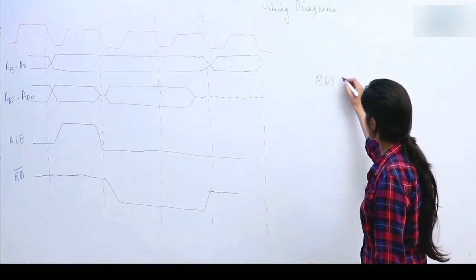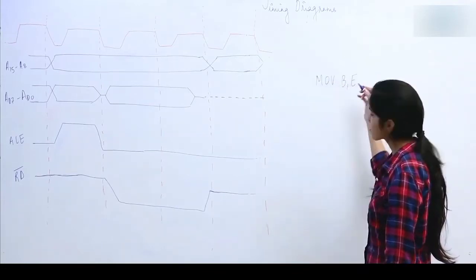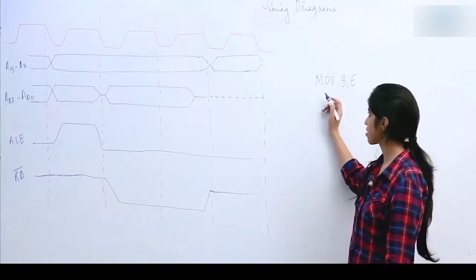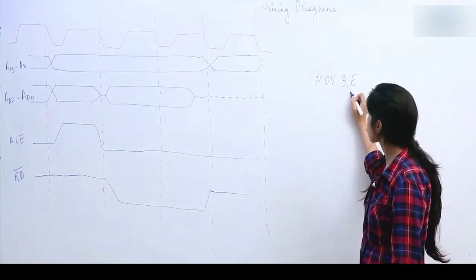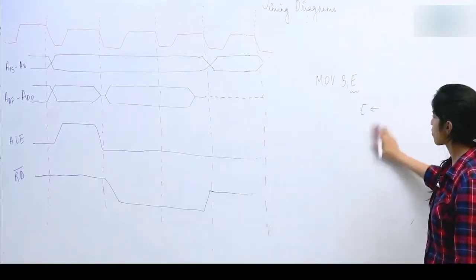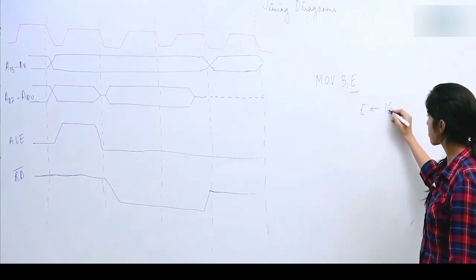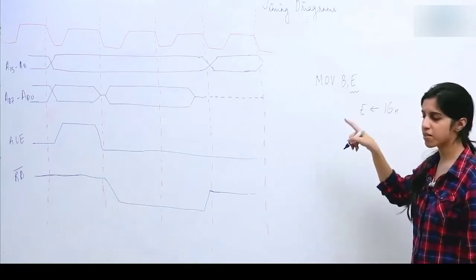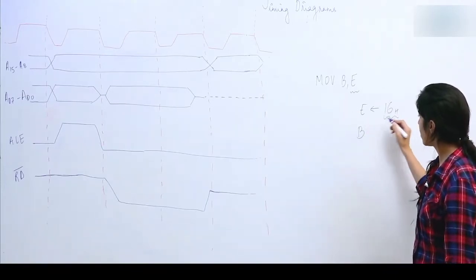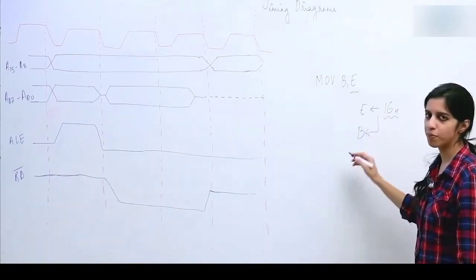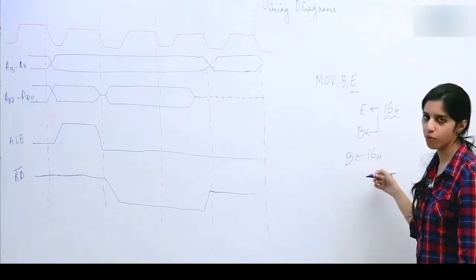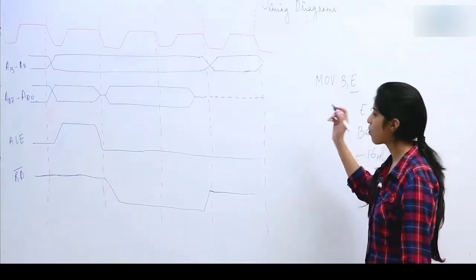The instruction is MOV B, E. This is a simple instruction of register addressing mode. What happens through this instruction is, whatever the contents of E, suppose E has 16 stored, after this instruction the contents of E are going to be moved to B. After execution of this instruction, the contents of B are going to be 16. So, let us see what happens.